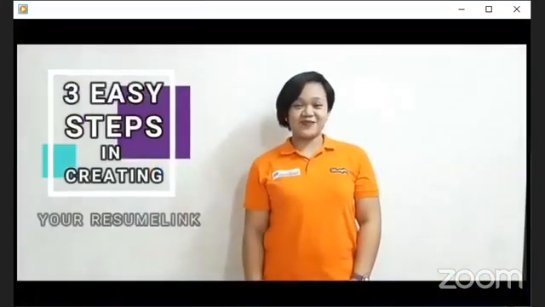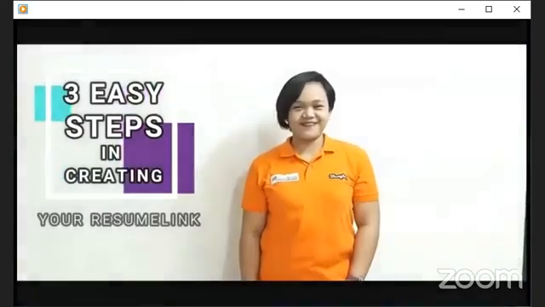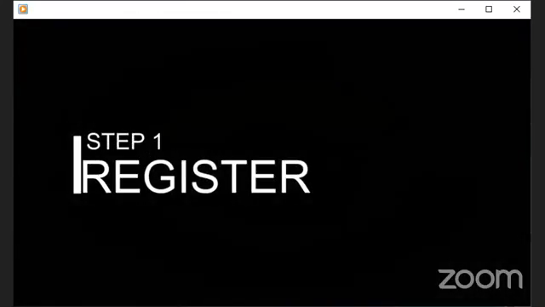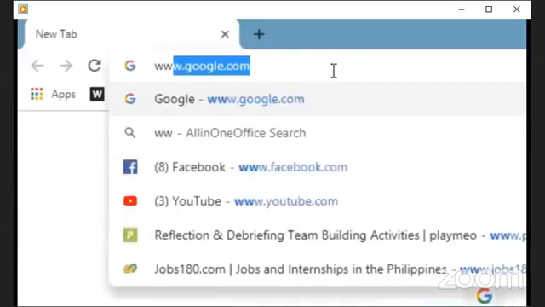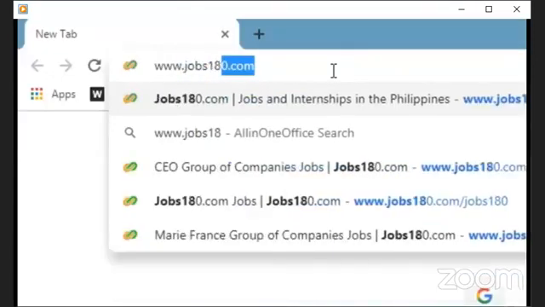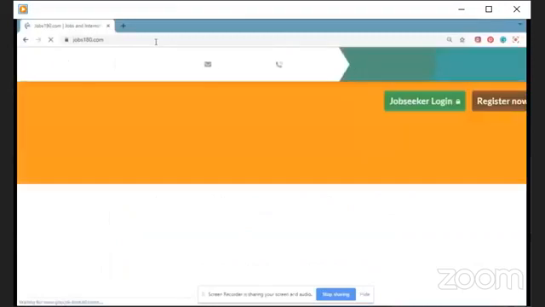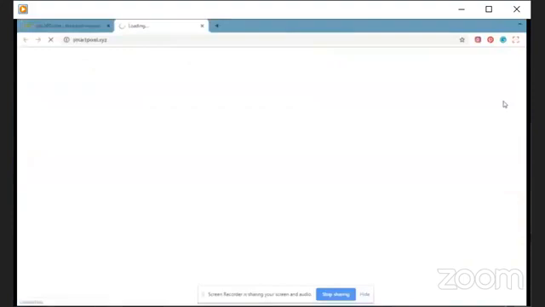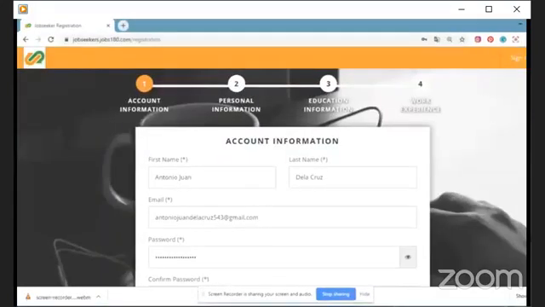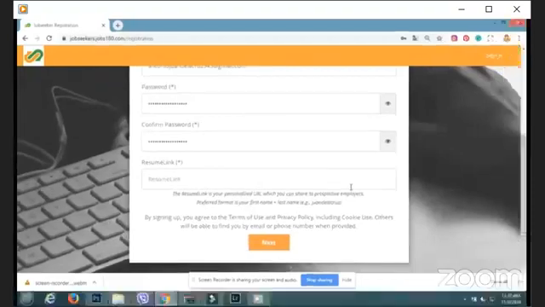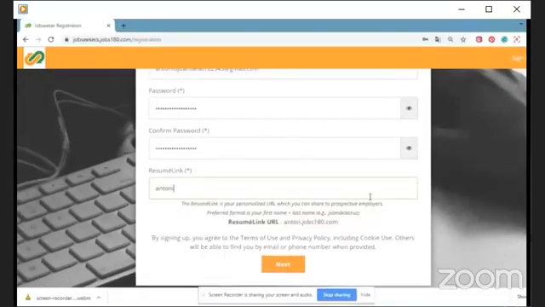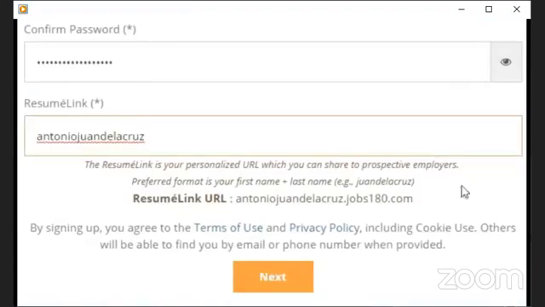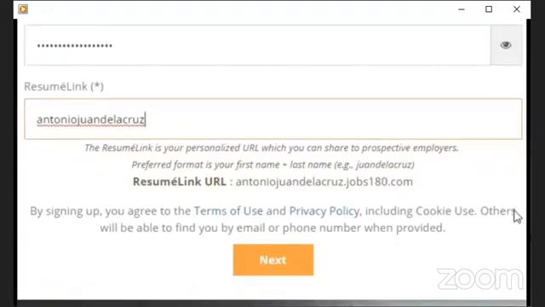There are 3 easy steps in creating your resume link. Let me show you how. Step 1. Register. Go to www.jobs180.com using any browser and click Register Now. Fill out all the information needed. In choosing your resume link, use your full name so that it looks professional and it's easy to recall by potential employers. For example, Antonio Juan de la Cruz .jobs180.com.